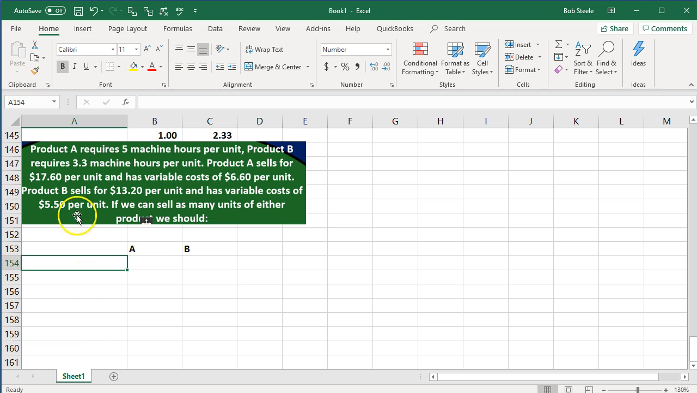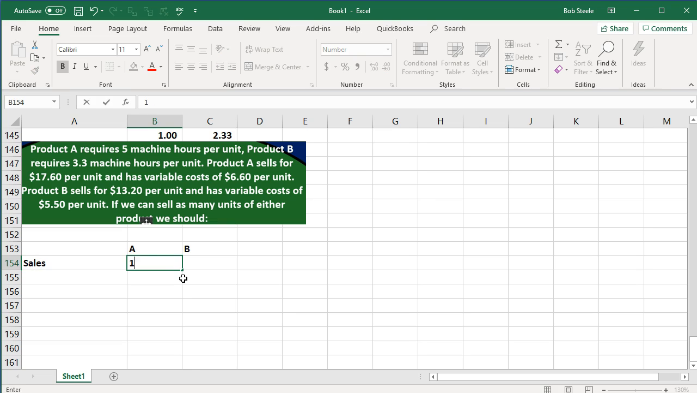These are going to be our two products. Product A has 5 machine hours per unit. Product B has 3.3 hours per unit. Product A sells for, so we're going to have the sales price. That's what we're looking for. That's what we want to see.